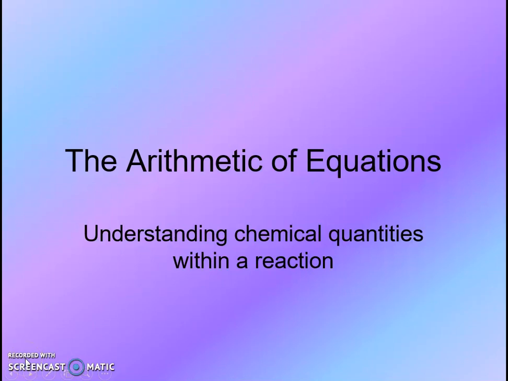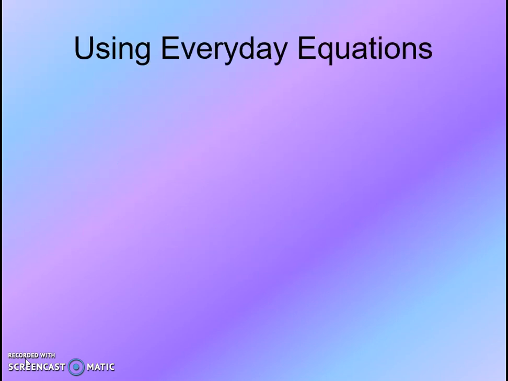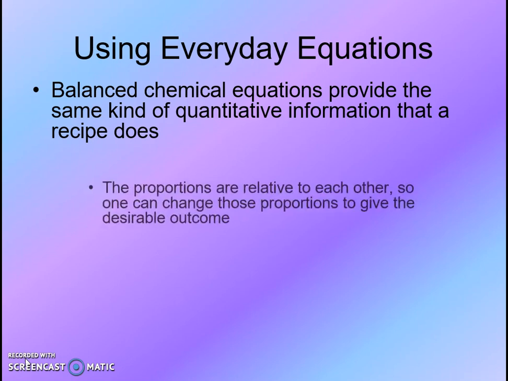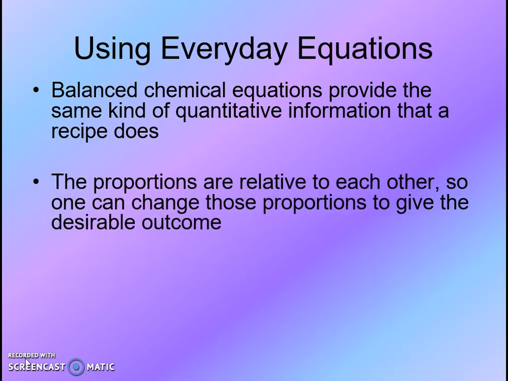In this video, we're going to take a look at the arithmetic of equations, understanding how chemical quantities within a chemical reaction all relate to each other. Looking at a chemical reaction, it works the same way that a recipe does when baking. You can take all the amounts of reactants that are going in and relate them to all the amounts of products that are coming out, just like the ingredients that are going in for what you're going to be baking. I then can use those proportions and keep them relative to each other to then get a desirable outcome.